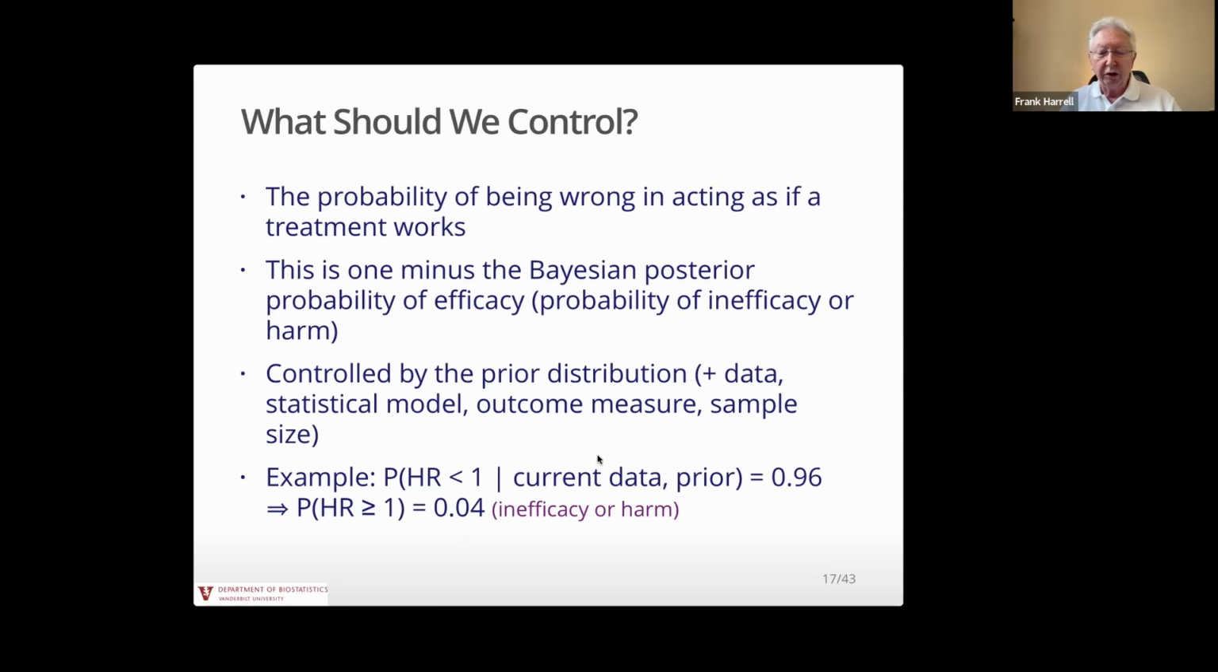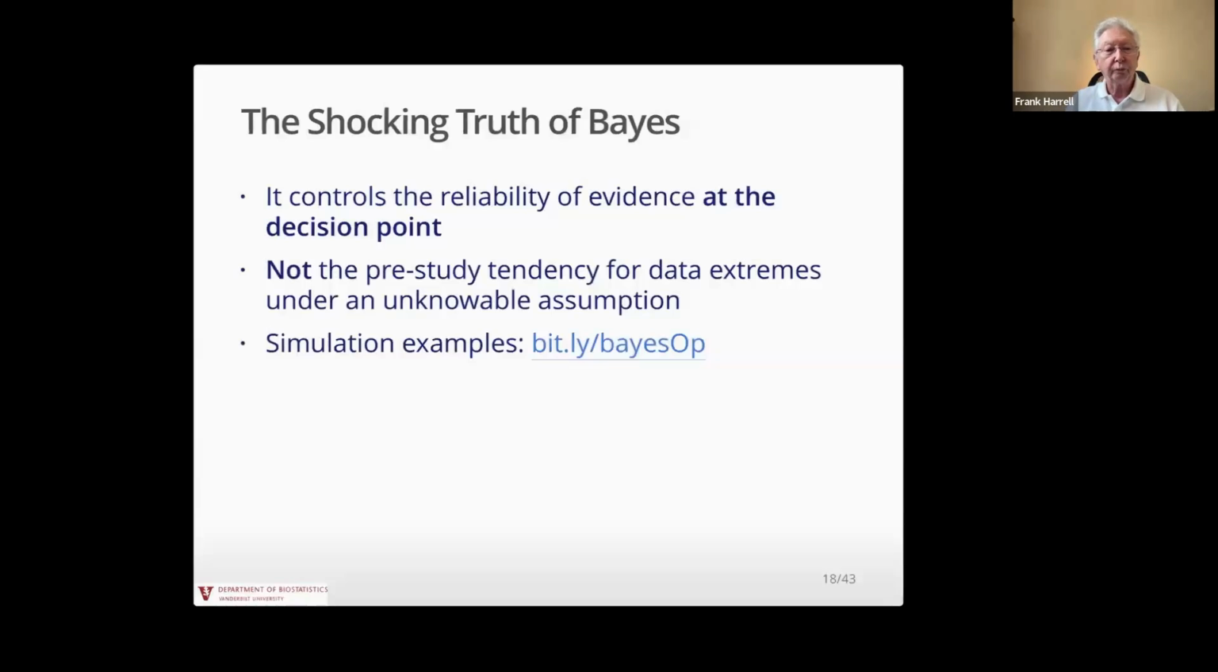So a really great thing about forward probabilities in the Bayesian world is the probability of efficacy defines its own error probability, and it's a true error probability. This is the probability of making a mistake if you act as if the drug lowers mortality, and it doesn't actually do that. So this is exactly what an error probability is supposed to look like. Alpha has absolutely nothing to do with that. So the shocking truth of Bayes is that it controls the reliability of evidence at the decision point, not at the study planning point where you might conceive of what happened.